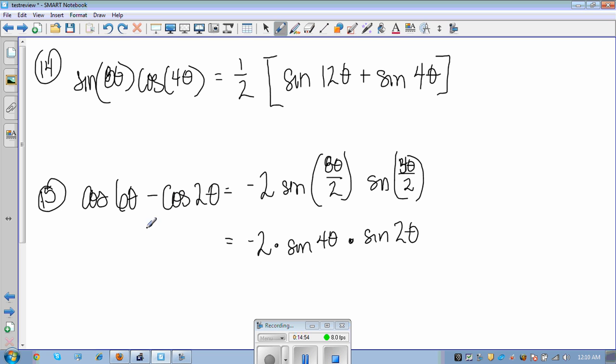Take the sum, which in this case is a difference, and change it over to a product. So I get negative 2 sine of the sum of those two divided by 2, times a sine of the difference of those two over 2. So 8 over 2 will give me a 4, so negative 2 times sine of 4 theta, and 4 over 2 will bring me down to a 2, so then times sine of 2 theta. Those are just straight formulas from the sheet.